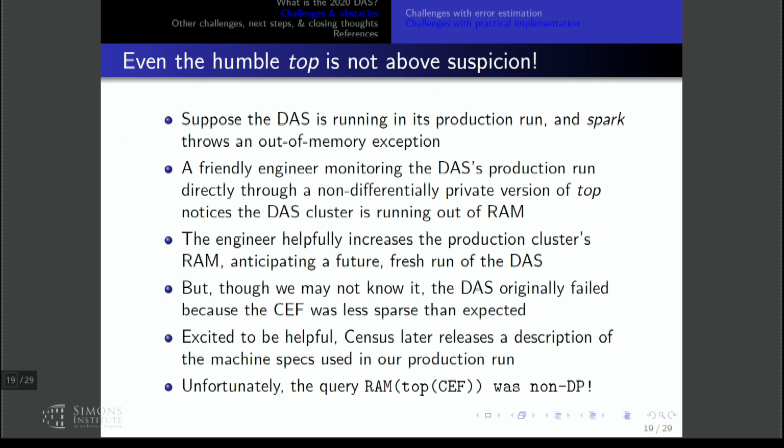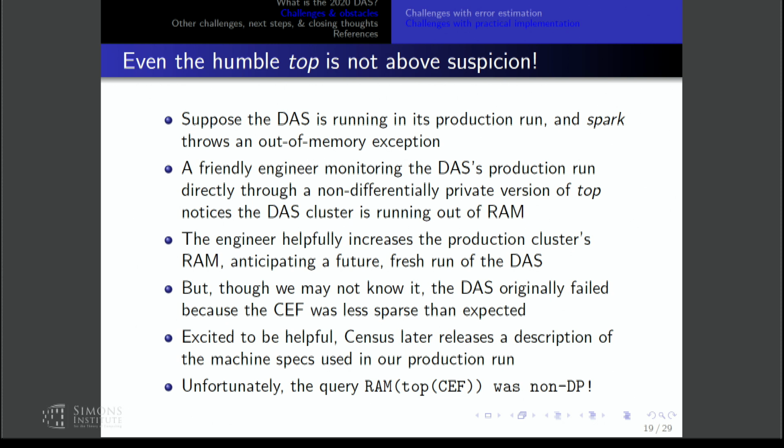This is another sort of, apocryphal is the wrong word, but made up story. So this is a fictitious story that keeps me up at night because I have weird dreams, I guess. So suppose in its production run that the DAS is running and it throws an exception. Specifically Spark throws an out of memory exception. I haven't described what Spark is yet, which is a mistake, but it's sort of the large scale parallelism system that we use to organize most of our computation across a cluster.